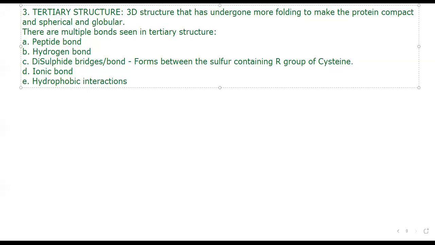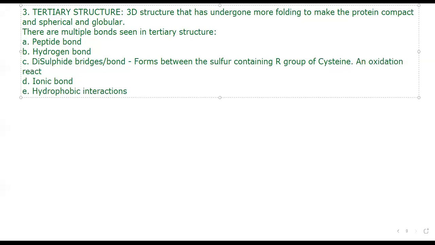So what is the reaction that occurs? The reaction that occurs is an oxidation reaction, right? Resulting in a strong covalent bond that is known as what? That is known as our disulfide bridges. So these disulfide bridges are going to be really important because they're going to help in keeping our molecule in shape.